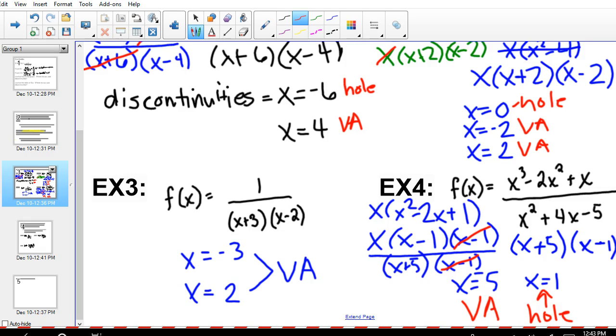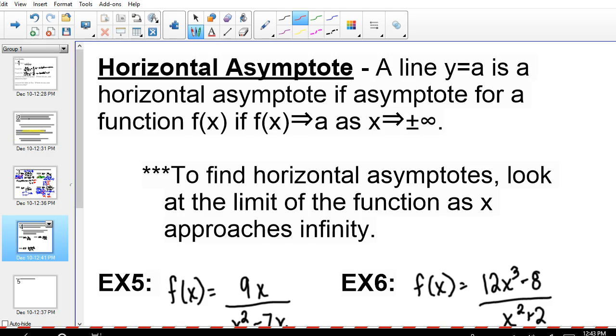All right, so that pretty much covers your holes and your vertical asymptotes. The last thing we're going to talk about is really not a discontinuity, but it's an interesting thing about a graph that we sometimes need to know. And that's a horizontal asymptote. For a horizontal asymptote, your graph is not discontinuous because as you get closer and closer to the x-axis, you never actually touch. So the line's continuous. You don't have to pick up your pencil, but it still is an interesting property that you might want to know.